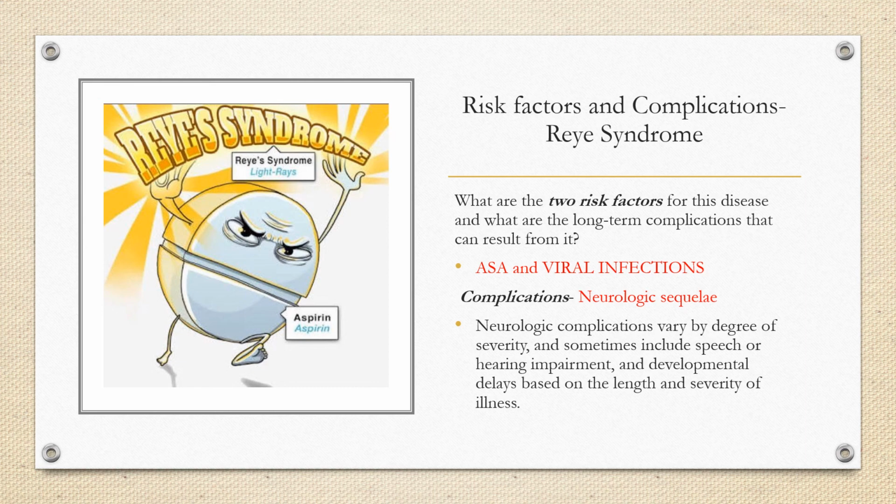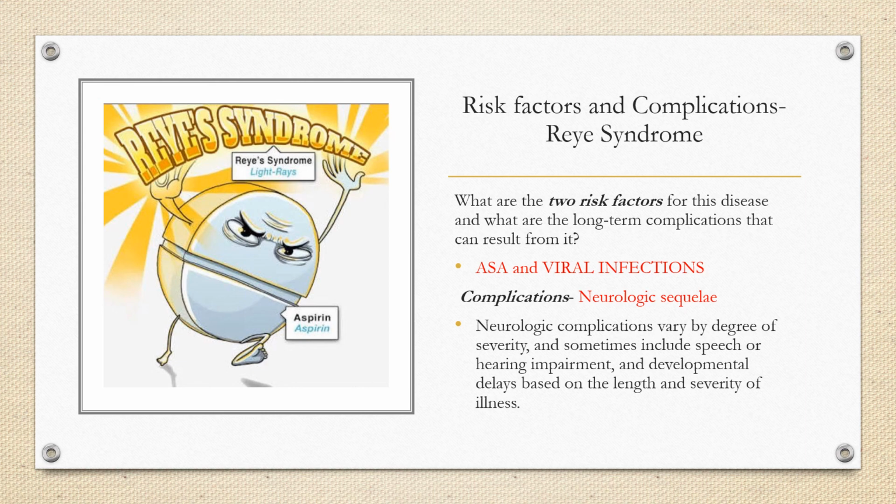So just a little review with a narrative here and also an illustration to help you remember Reye syndrome, and the aspirin is the bad guy. So you can see his face, he's mean. So no aspirin for Reye syndrome. So, risk factors and complications. What are the two risk factors? Just a review: giving aspirin to a child with fever and also viral infections.